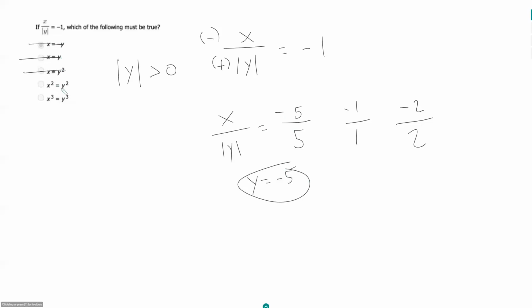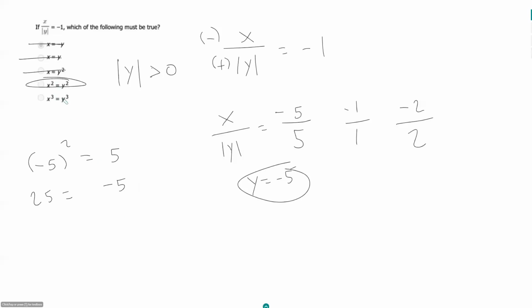X squared is equal to y squared. And so this will always be true, because when you square something, you are only taking into account the magnitude of that number. So if x is equal to -5, what does that mean? So that means y could be equal to 5 or -5, but it doesn't matter because -5 squared is equal to 25, and both 5 squared and -5 squared are also equal to 25. So they will always be equal.